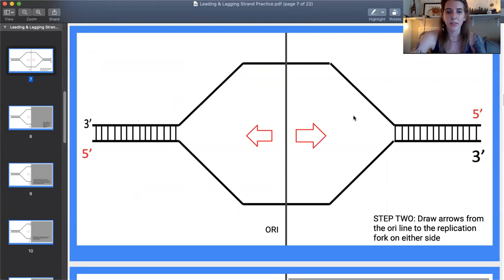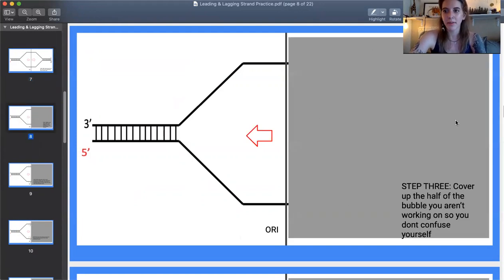So after we have that physically drawn in, then what I recommend doing is physically covering up one side of the bubble, the side that you're not working on right now, because just having that side I think is going to be really confusing for people. So just cover that up. Don't worry about it right now. And so now we have this.